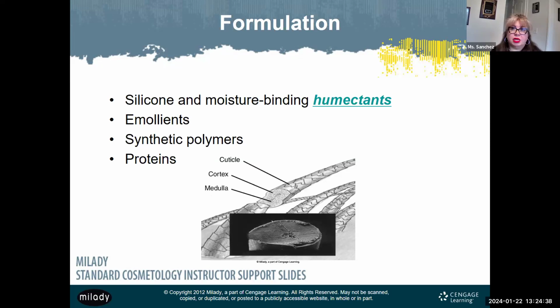Synthetic polymers. Synthetic polymers are something new, not very organic, because they're made of polymer, which means plastic, but they give a lot of shine to the hair. And also proteins. What is a protein? Well, it's keratin. The hair is made of keratin. So it provides those ingredients to the hair.